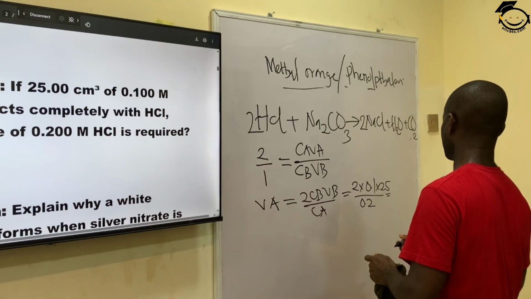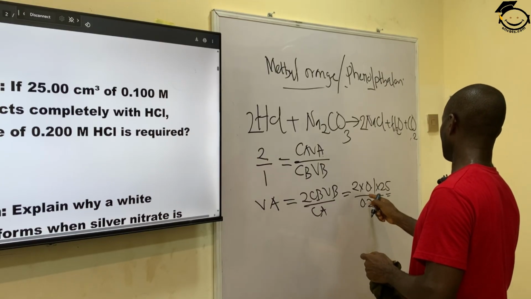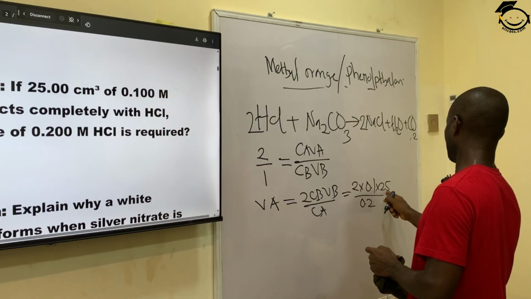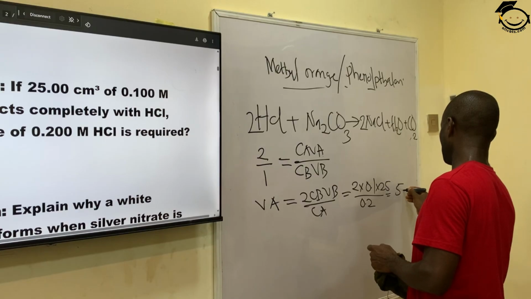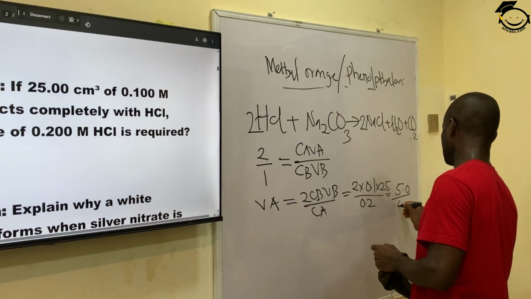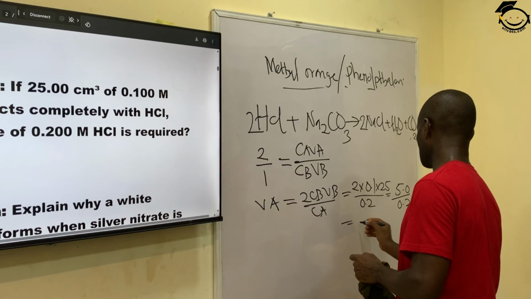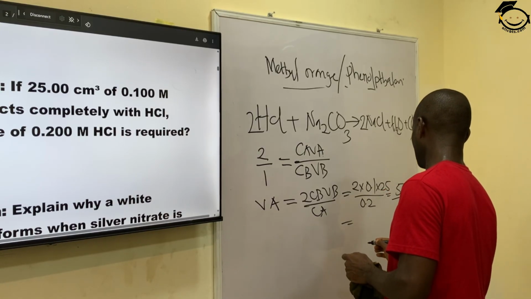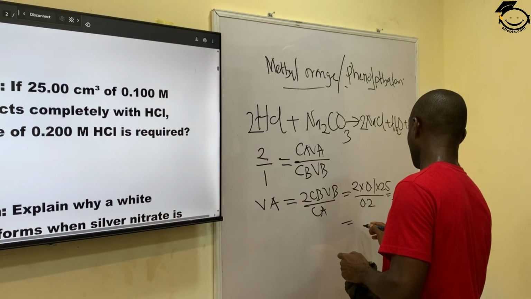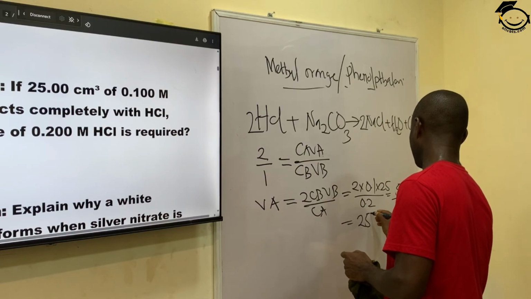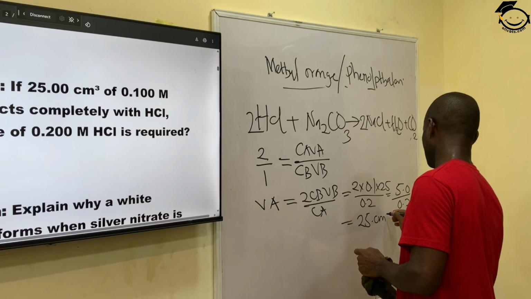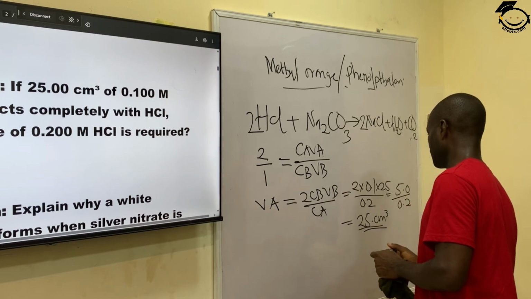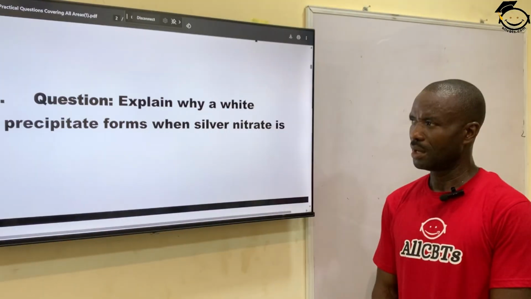Multiplying this gives you 50 all over 0.2. So 50 multiplied by this will give you 5.0 over 0.2. Solving this further, this will give you what? 25 cm3. All right, 25 cm3.